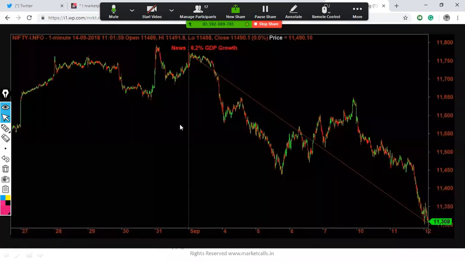It was one of the historic ones. In 10 years we had never seen this 8.2% GDP growth. For the very first time it's happening, and it's a Friday. So Monday the market opened. This is a 1 minute chart, and this is the first minute candle. From there we almost slid towards 10,000. That is a 1,800 point crash from this data point.